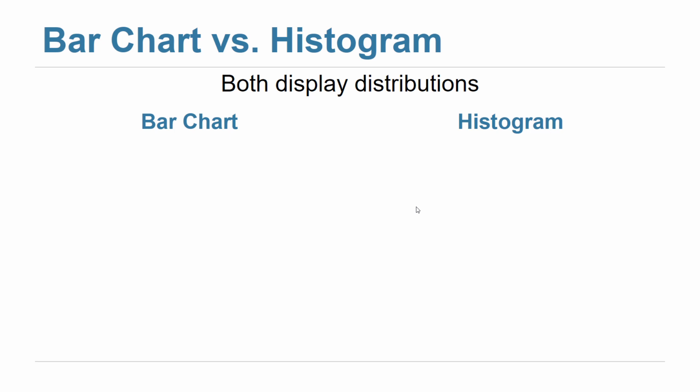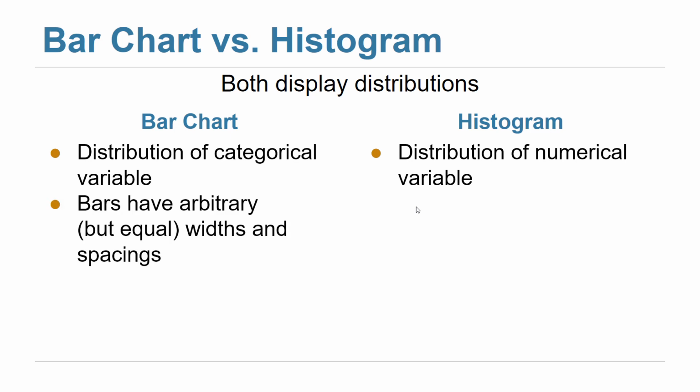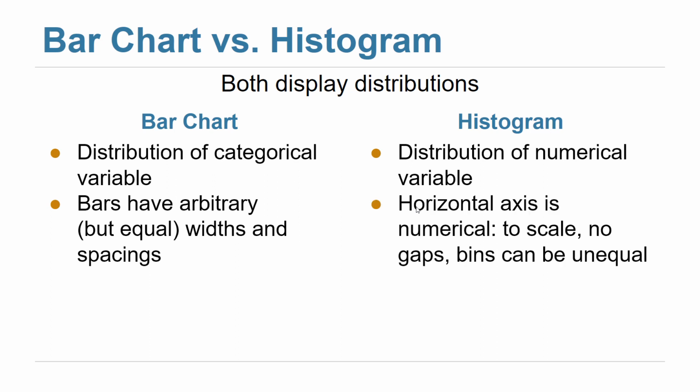So here is a quick comparison of bar chart versus histograms. Both, of course, display distributions, but the bar chart displays the distribution of a categorical variable, while the histogram displays the distribution of what? Of a numerical variable. The bars in the bar chart have equal width, but that's different in the histogram. The bins can be unequal, and also the horizontal axis is to scale because it represents a numerical variable.